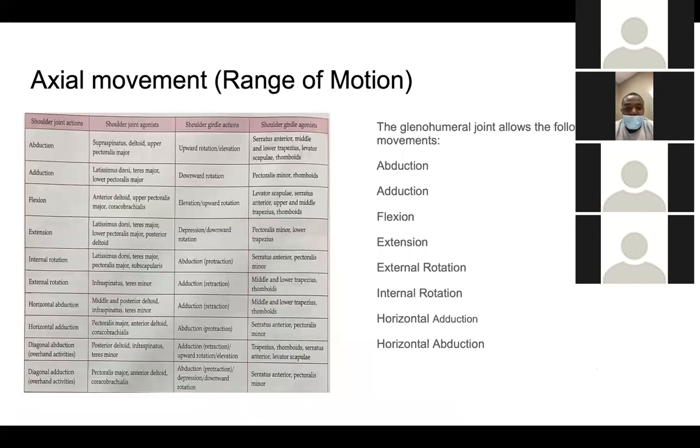Axial movement and range of motion. The chart to the left is a chart of all axial movements. The glenohumeral joint allows the following major movements: abduction, adduction, flexion, extension, external rotation, internal rotation, horizontal abduction, and horizontal adduction.